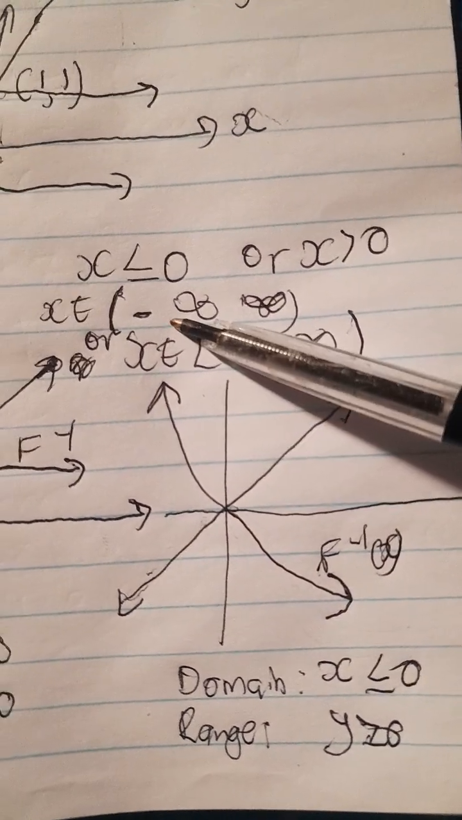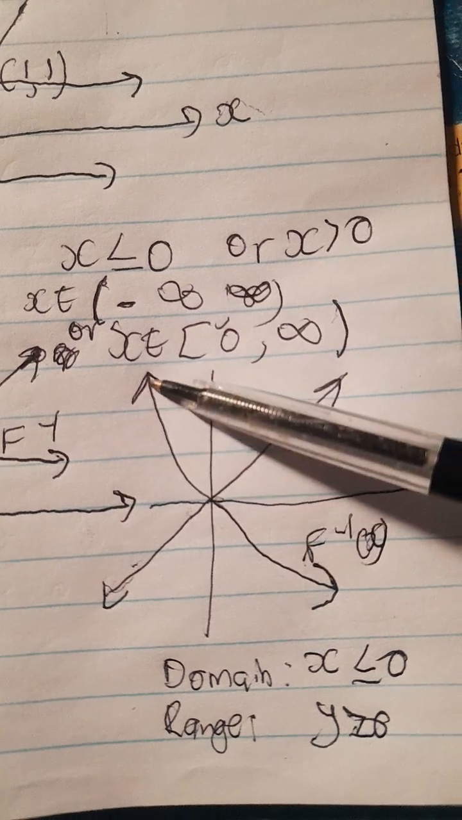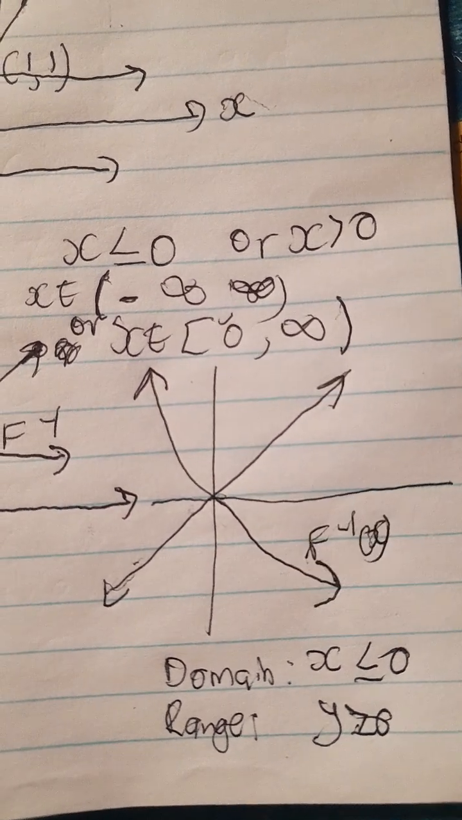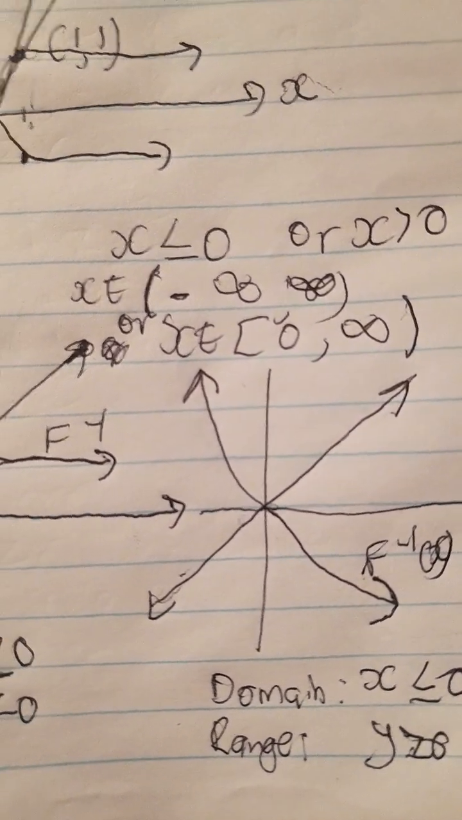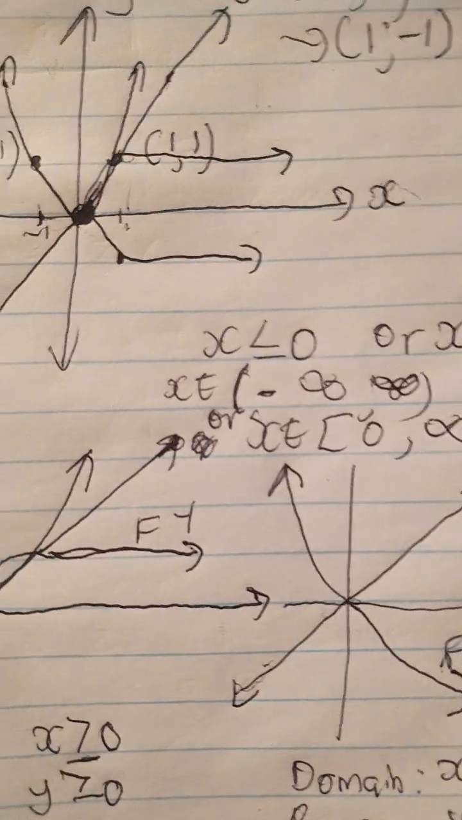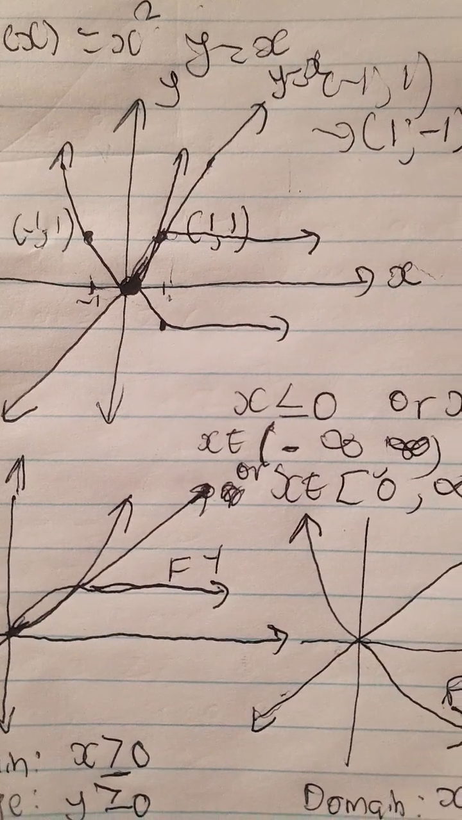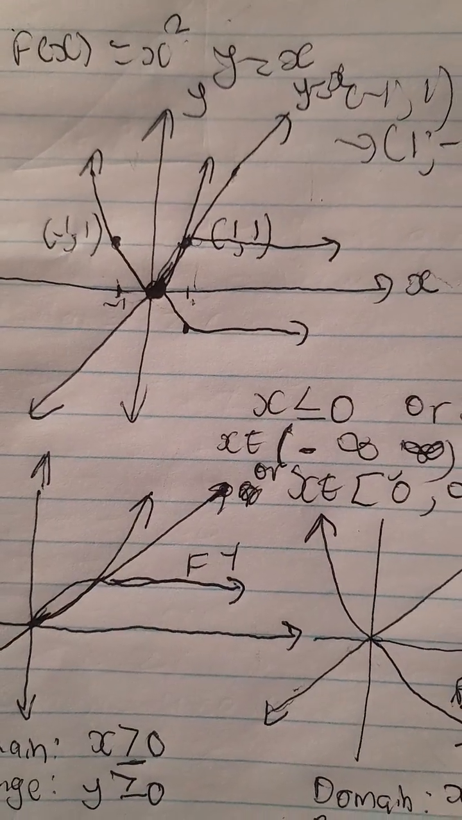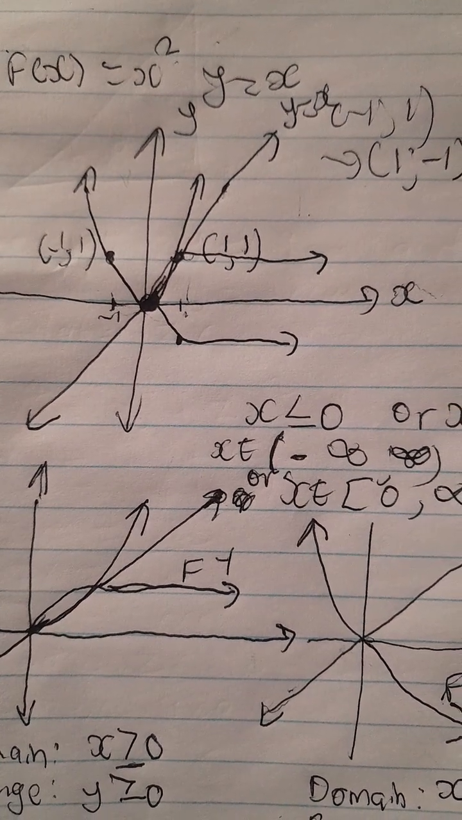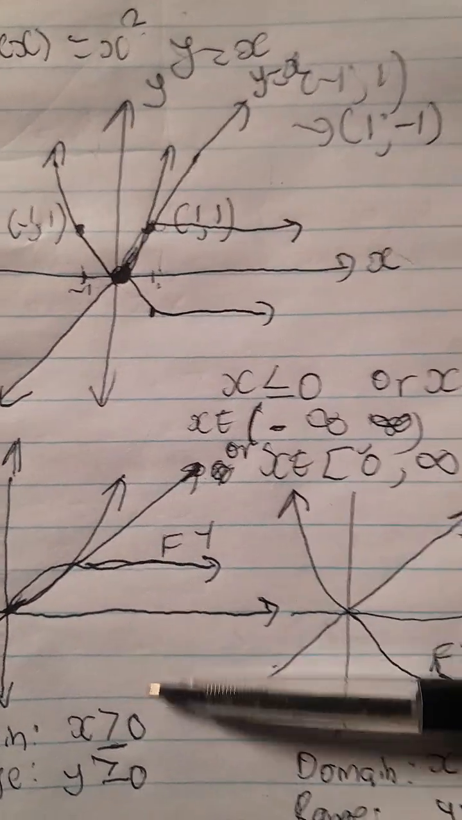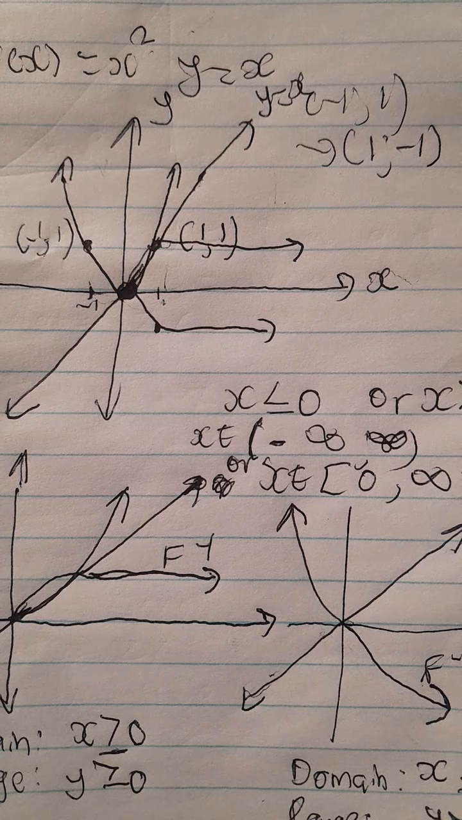For the other part, the domain can be x is greater or equal to 0, and y is less than or equal to 0. So that's how it goes with restricting the domain and range, guys. I hope I've made it clear. Remember, you will use a vertical line test, so you must cut some arms for you to restrict the domain.